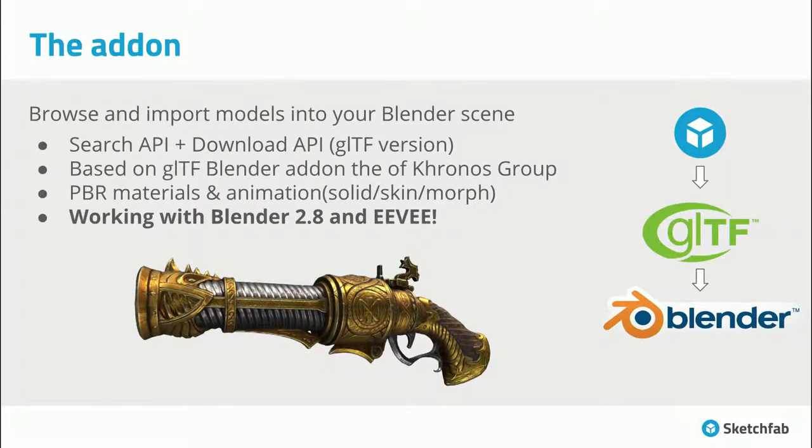To sum up, the plugin allows you to browse and import 3D content from Sketchfab to Blender using GLTF. It uses the Search API and the Download API to do that. It's based on the GLTF Blender add-on developed by the Khronos Group to read the GLTF, and it supports PBR materials and all types of animations, as mentioned here. And the good thing is that we recently made an update to make it work with Blender 2.8 and the EEVEE renderer.